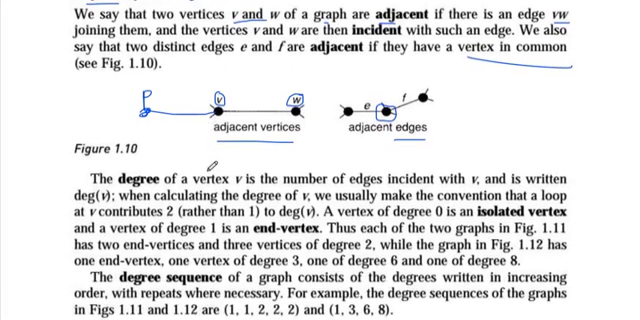Now the degree of a vertex. We have already seen this two times. The degree of vertex V is the number of edges incident with V, the number of edges at any vertex, and it is written as degree of V. Now if there is a loop, then we have to count the degree of that vertex as 2 rather than 1.